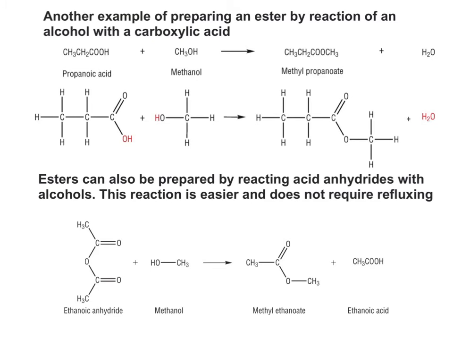So we've got another example of preparing an ester by reaction of an alcohol with a carboxylic acid. We can also do the same thing using an anhydride. Anhydrides are more reactive than carboxylic acids, so they tend to do the reaction a lot easier, and they don't need to be refluxed or react with a strong acid. So sometimes this is done to make the reaction go quicker, although anhydrides are more dangerous than carboxylic acids to deal with. So it swings and roundabouts. So you get a faster reaction, but you have a little bit of extra health and safety to bear in mind when handling acid anhydrides compared to carboxylic acids.